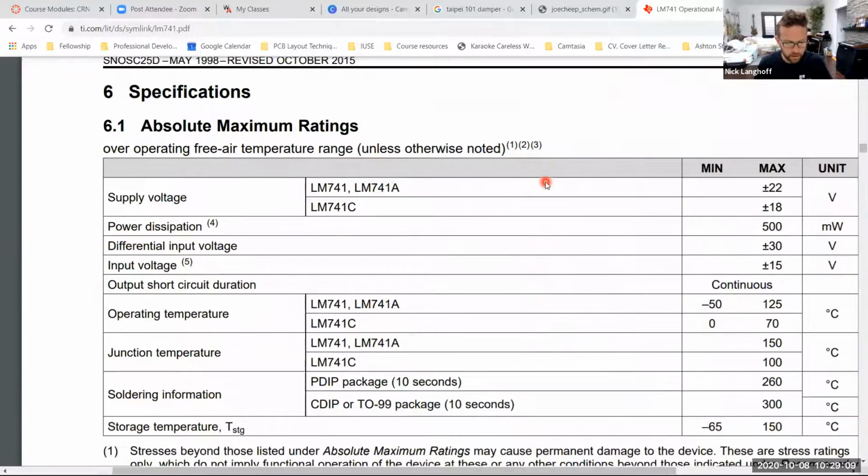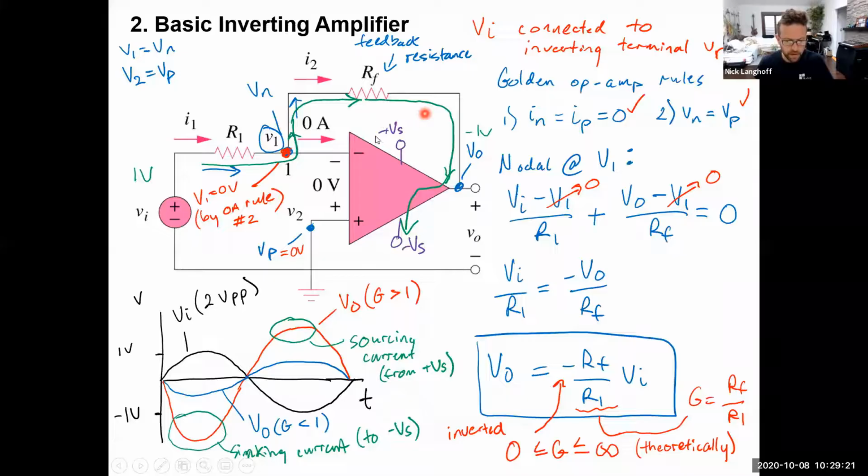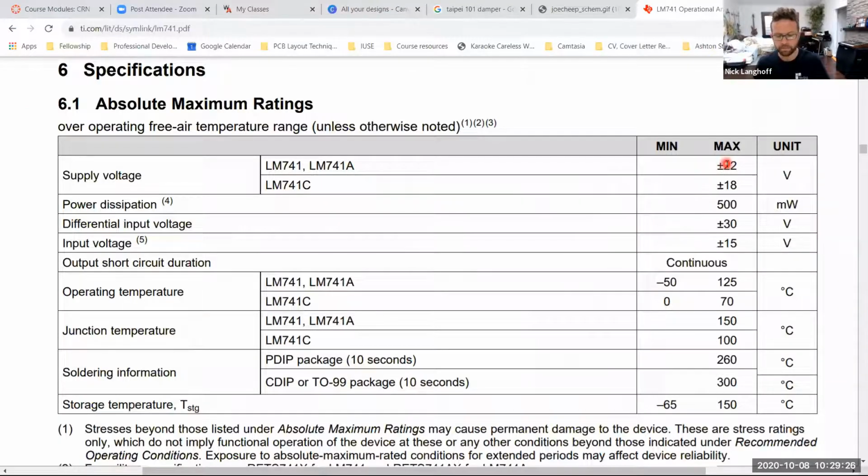The LM741, here's some stuff for the supply voltage. The maximum supply voltage values for the 741 and the 741A. So these in purple, plus VS and minus VS, the most that you can power it with is plus and minus 22 volts respectively at each pin. So VS could be 22 volts, the minus VS terminal could be minus 22 volts. And nothing more. If you apply any more, it can fry the amplifier.